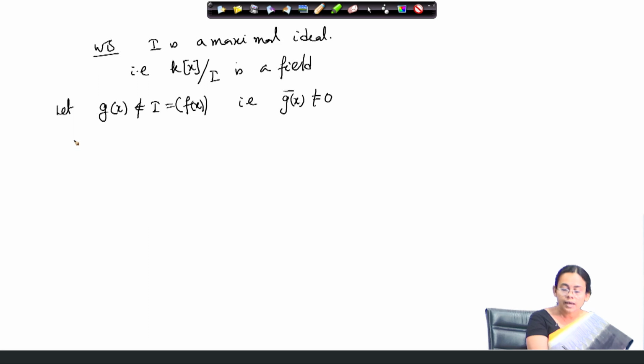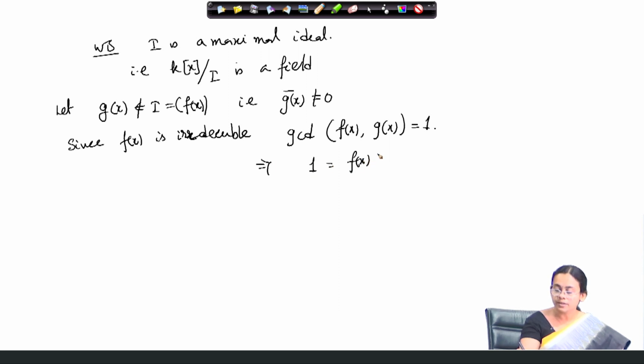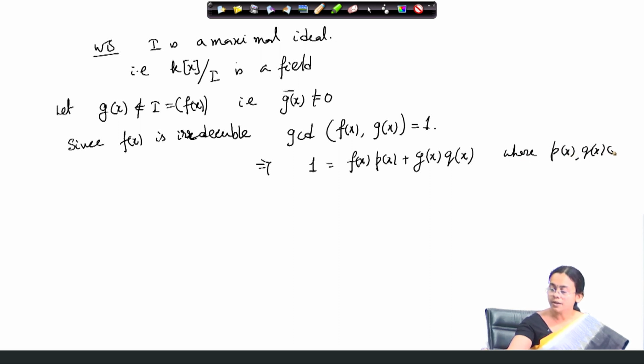Now, since f(x) is irreducible, that is given, therefore the GCD of f(x) and g(x) is nothing but 1. So, from here I can write 1 as a combination of f(x) and g(x): 1 = f(x)p(x) + g(x)q(x), for some p(x) and q(x) in the polynomial ring, where p(x) and q(x) are polynomials with coefficients in K.